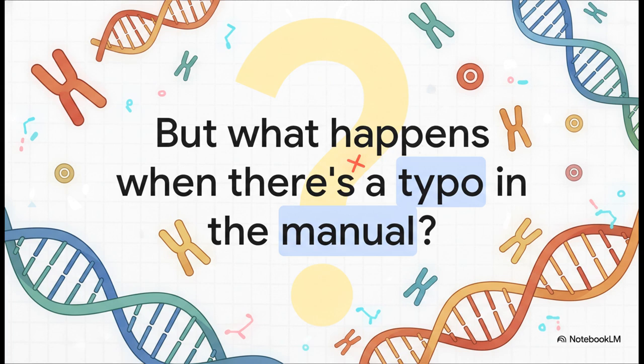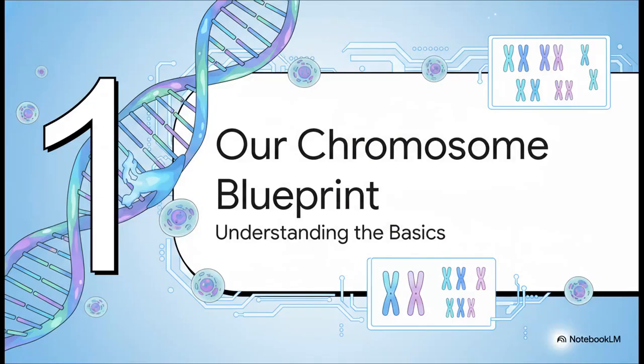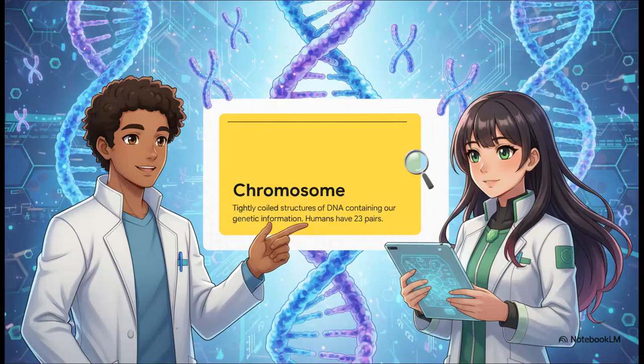Which leads to the big question, right? What happens when the cellular copying machine messes up? When there's a typo in this fundamental blueprint? That's exactly what we're going to unpack. All right, so let's get into it, because to really get a handle on the errors, you've got to understand the blueprint first. So what even is a chromosome, really?